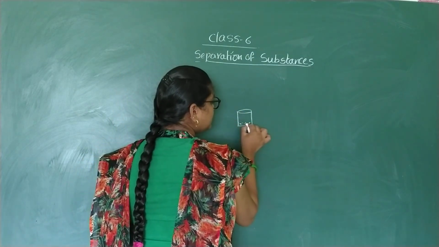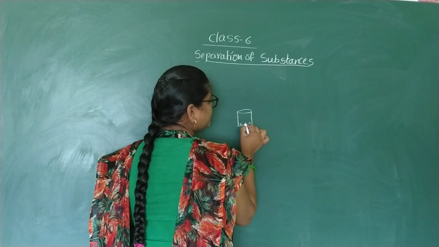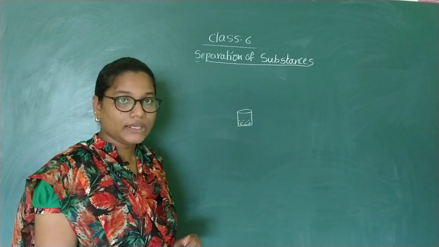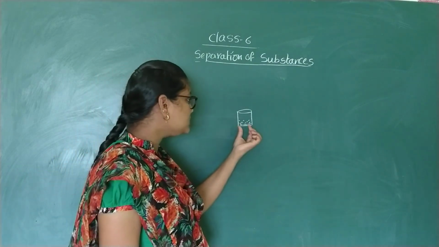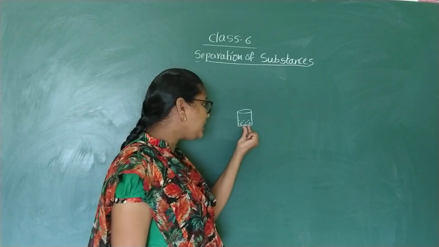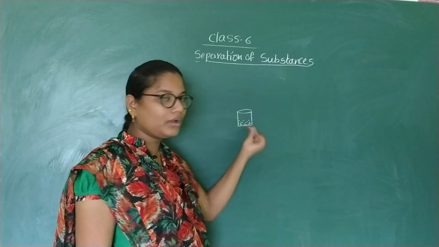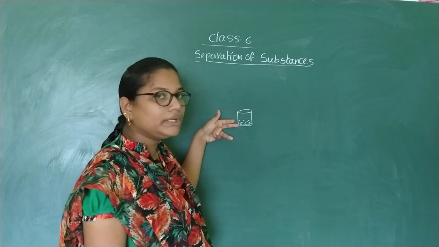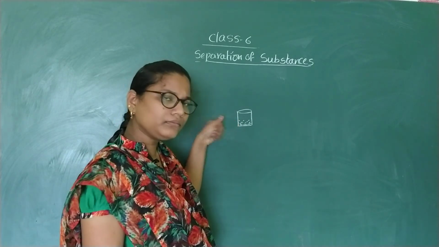It contains tea decoction as well as powder. Okay. With the help of a strainer, we separate tea decoction, I mean to say liquid, and tea powder or tea leaves. With the help of a strainer, we will separate tea powder and tea decoction.